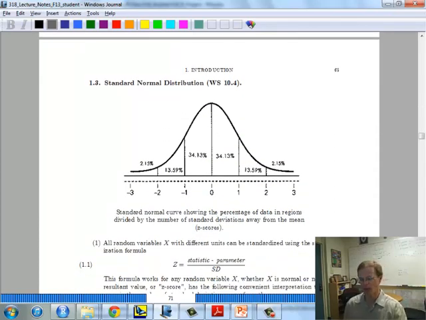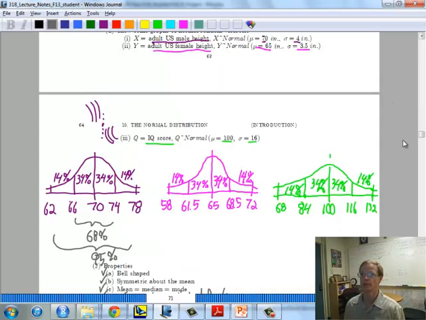Okay, let's take a look a little bit more detail. There's a thing called a standard normal distribution. Now the standard normal distribution goes like this. You've got 3 examples of normal distributions: heights, males, females, IQs. How can I get these exact probabilities here?